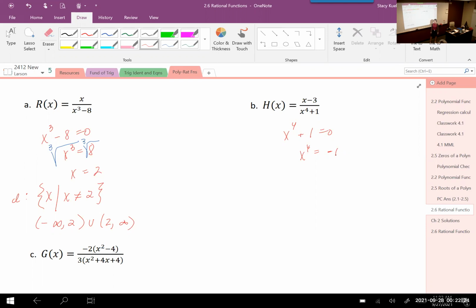Whatever positive number we choose, raised to the 4th power is going to be something big and positive, right? Plus 1 is going to be 1 more. Not one time in there am I at 0, am I? Mm-mm. So in other words, the domain of this particular function says all real numbers.